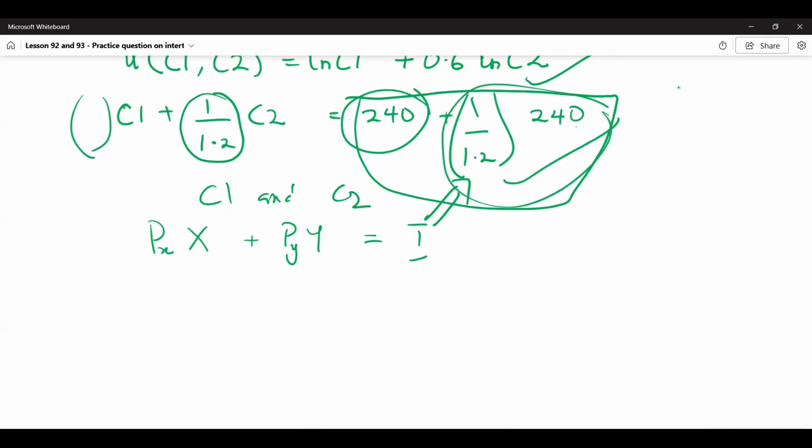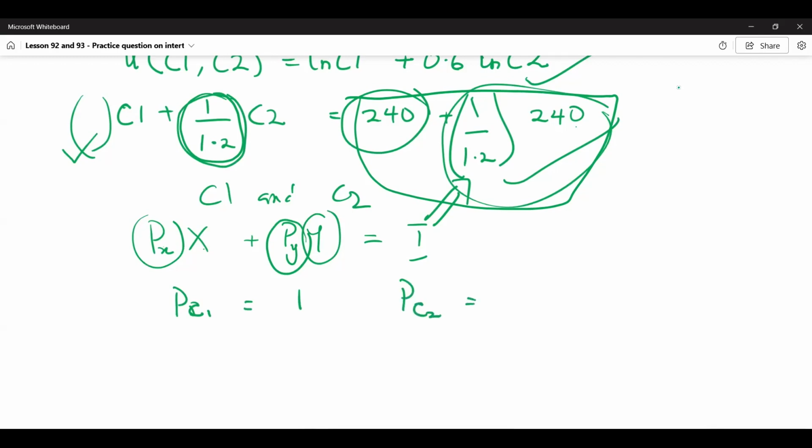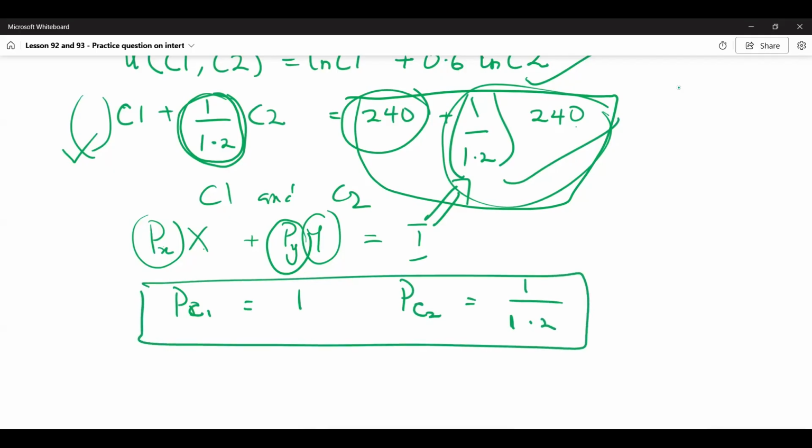And then this bit here, if we consider C1 as good X, then the price of good X is going to be 1. And then if we consider C2 as good Y, then the price of good Y is going to be what is multiplying here. So that's why we said the price of C1 is equal to 1 and the price of C2 is going to be equal to 1 divided by 1.2. So let's keep this in mind as we progress with our calculation.